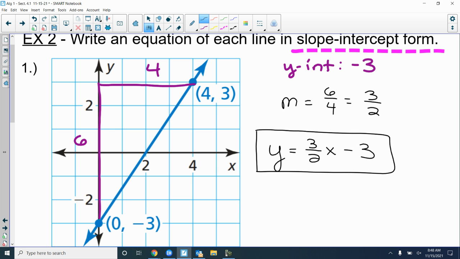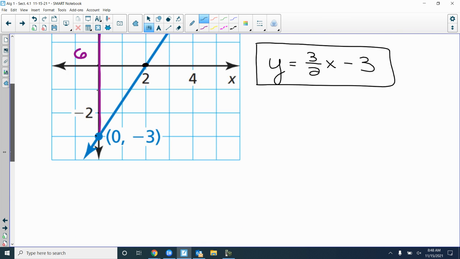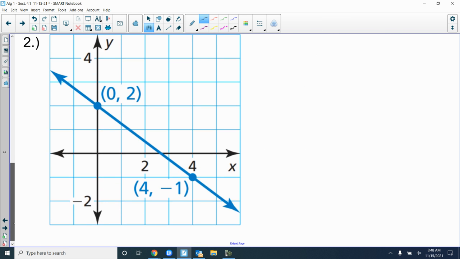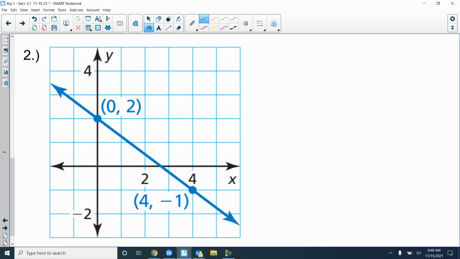So I started at -3. You can go up 1, 2, 3, and over 2, and it'll hit that line again. See how that reduces? And then I can go up 1, 2, 3, over 2. That's 6/4, which is the same as 3/2. All right, number 2.